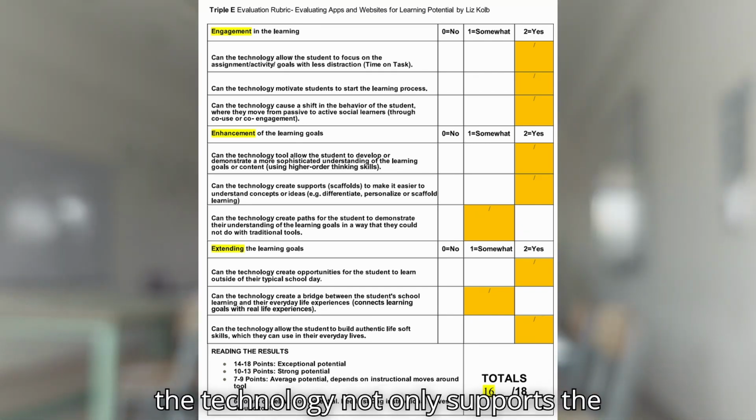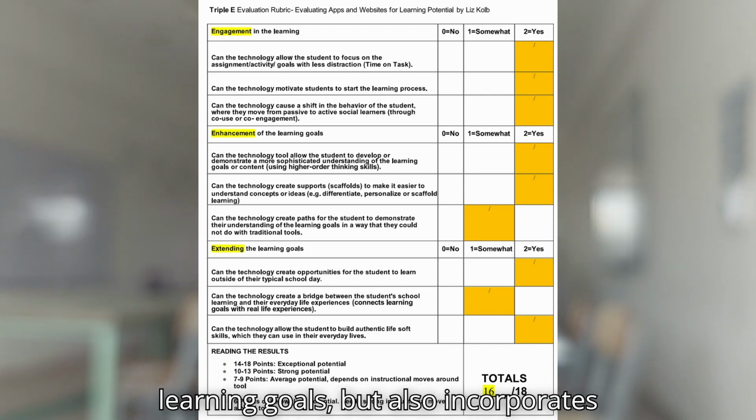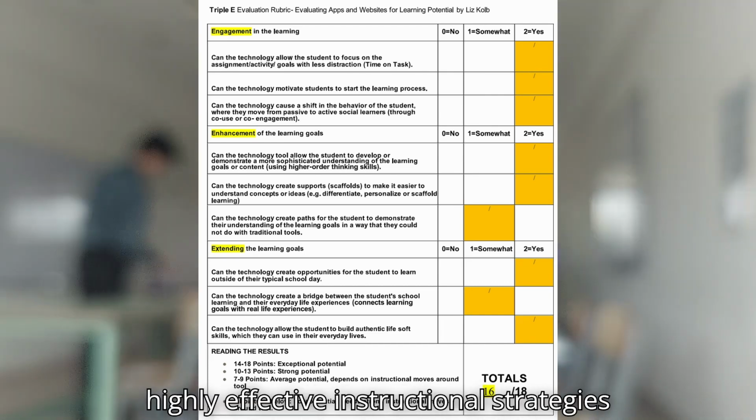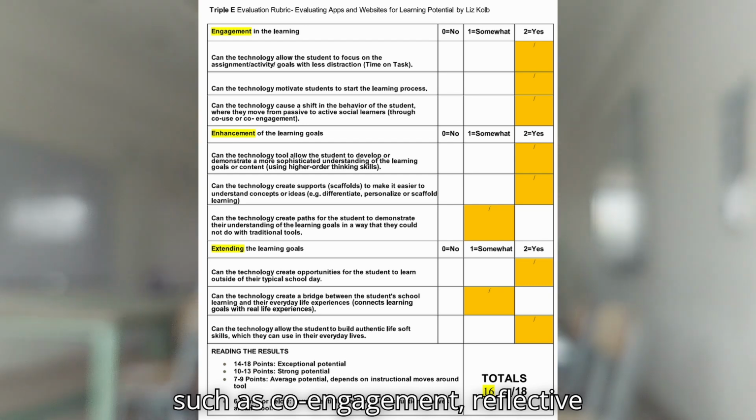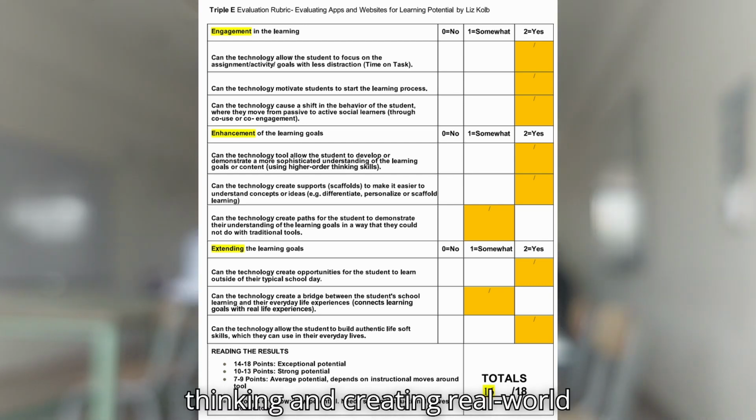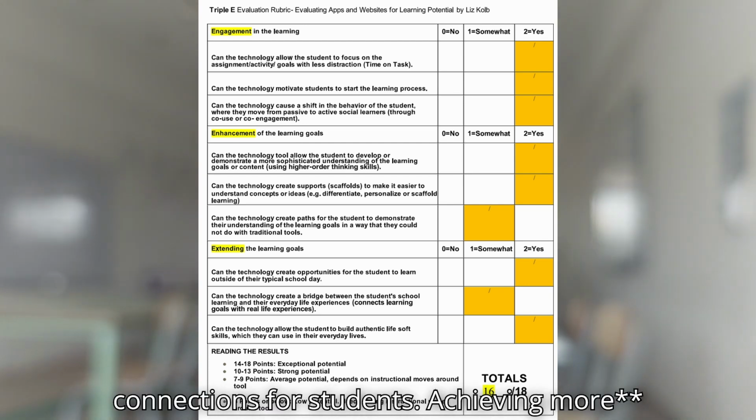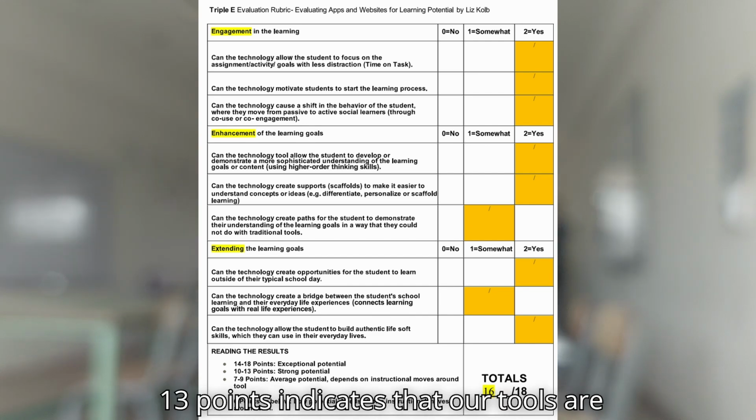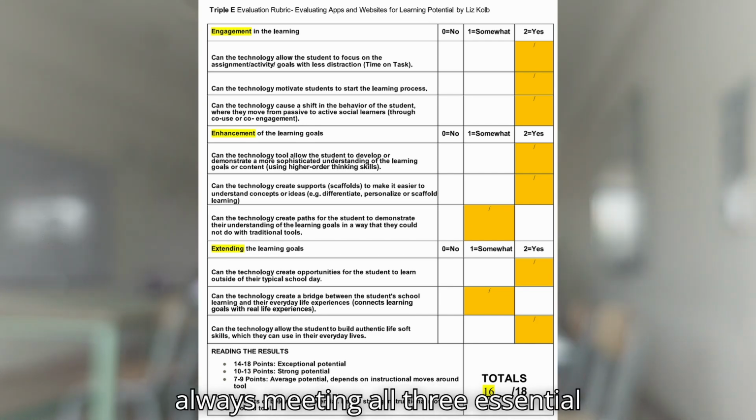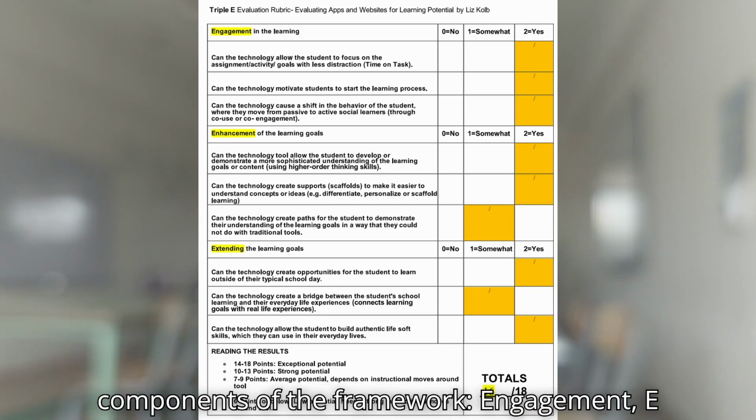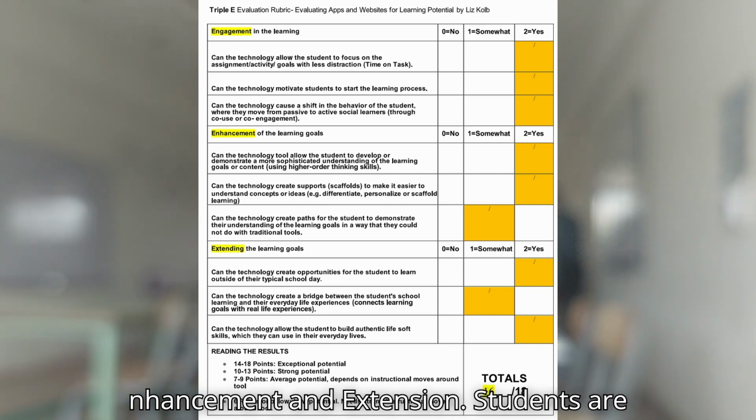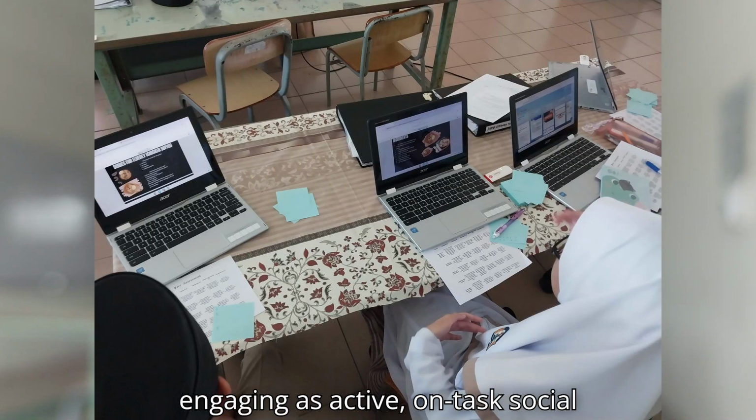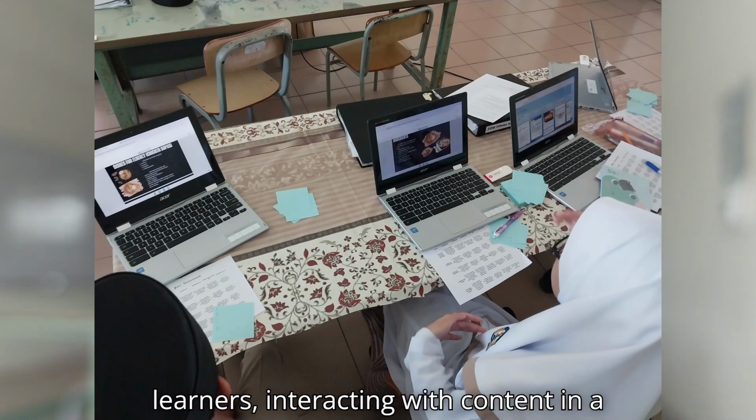This means that the technology not only supports the learning goals but also incorporates highly effective instructional strategies such as co-engagement, reflective thinking, and creating real-world connections for students. Achieving over 13 points indicates that our tools are always meeting all 3 essential components of the framework: engagement, enhancement, and extension. Students are engaging as active, on-task social learners, interacting with content in a way that traditional methods simply couldn't match.